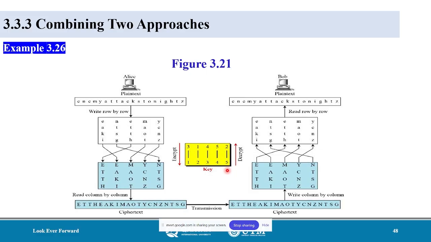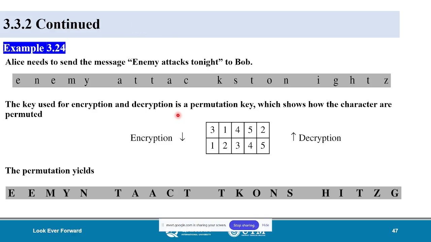Please take a close look here. This is the phrase enemy attacks tonight. After the T we added Z. Why? Because we want to make sure it is 20 characters, so we add that Z as padding.